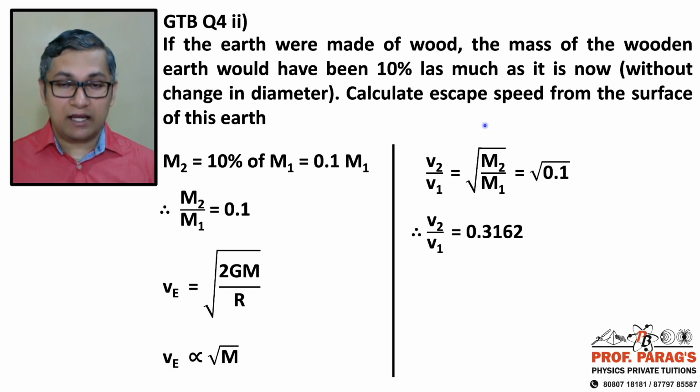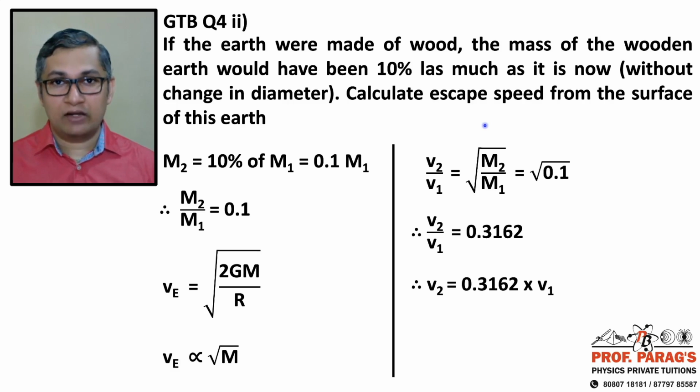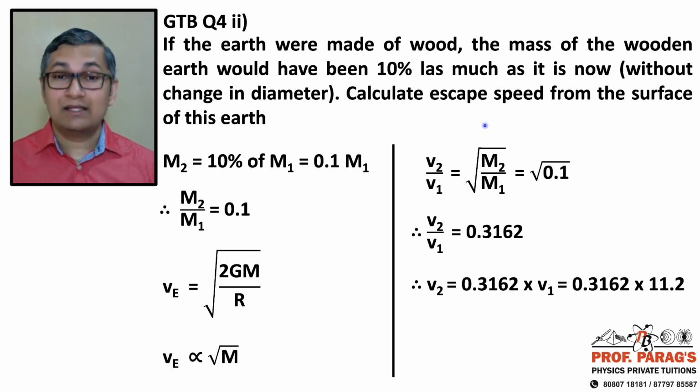So now V2 by V1 is this. Let's take V1, which is in the denominator, into the numerator. So I'm going to get 0.3162 multiplied by V1. And do we know what is the value of V1? What is the value of the escape speed right now on Earth? Yes, we know it's 11.2. So 0.3162 multiplied by 11.2 kilometers per second.